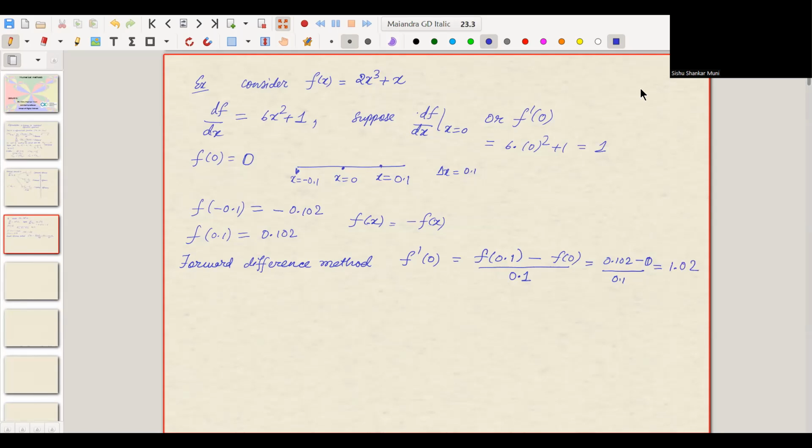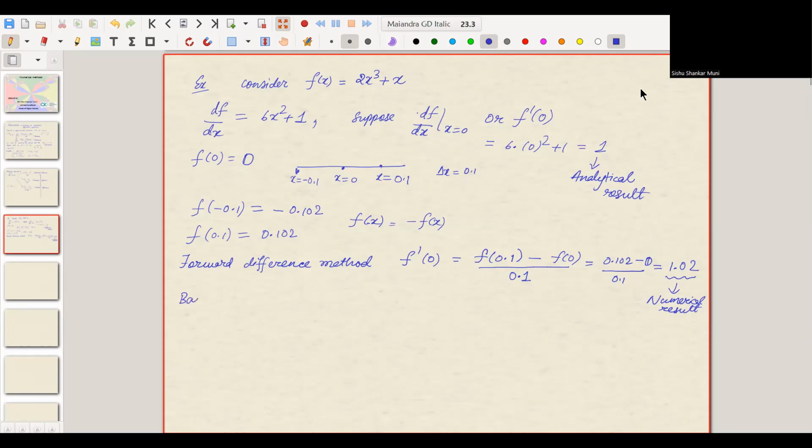So note that analytically we got df by dx at x equals 0 as 1. This is our analytical result, and this is our numerical result. You can see that there is some error. It is not a big error, but it's 1.02, so it is close to 1. So this is the forward difference.